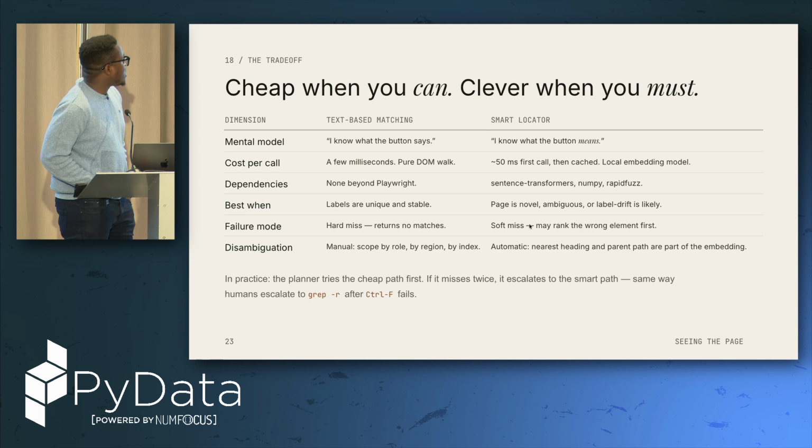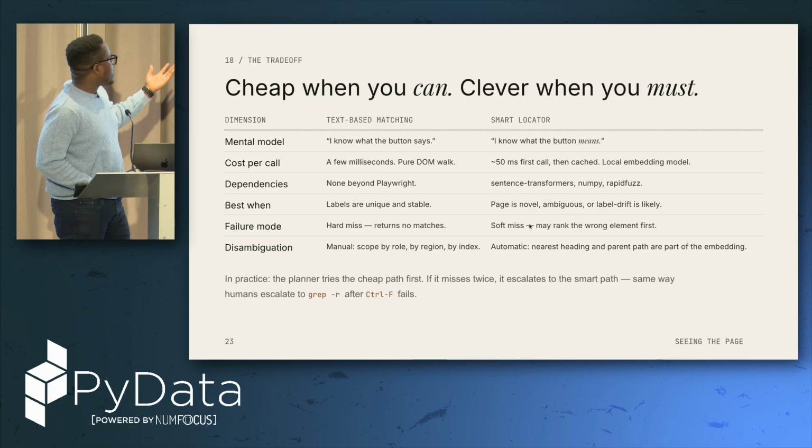As for dependencies, there are no dependencies beyond Playwright and other automation browser tools that you may want to use. For this, we have the sentence transformer, NumPy, and RapidFuzz, so that we can do cosine similarity search and things like that.